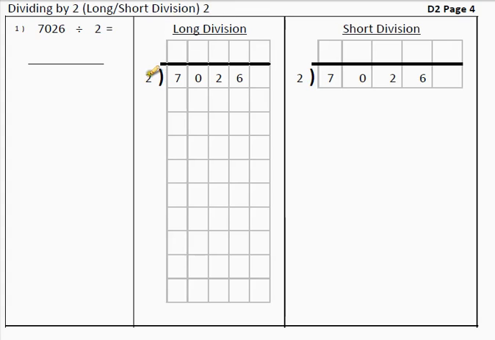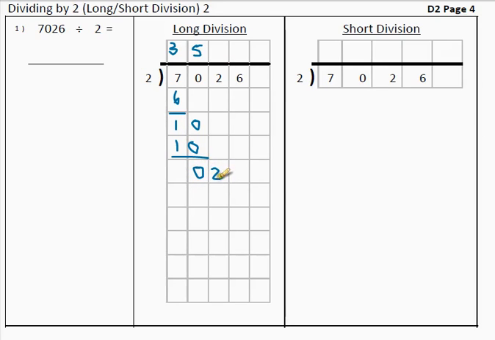Okay, let's do this together now. 2 goes in 7 how many times? 3. 3 times 2, 6. 7 take away 6, 1. Bring down the 0. 2 goes in 10 how many times? 5. 5 times 2 is 10. 10 take away 10 is 0. That's our remainder. Bring down the 2.